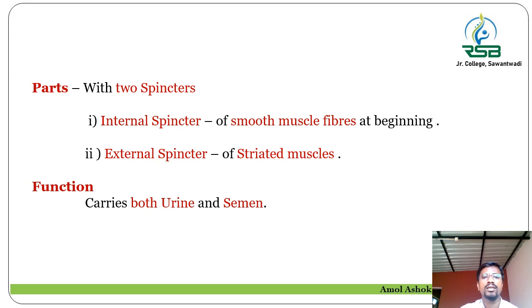What is the composition of the internal sphincter? The internal sphincter is made up of smooth muscle fibers at the beginning, and the external sphincter is formed by striated muscles. The function of these sphincters is to control the passage of urine and semen. So that is about the urethra, the most important feature of the male reproductive tract.